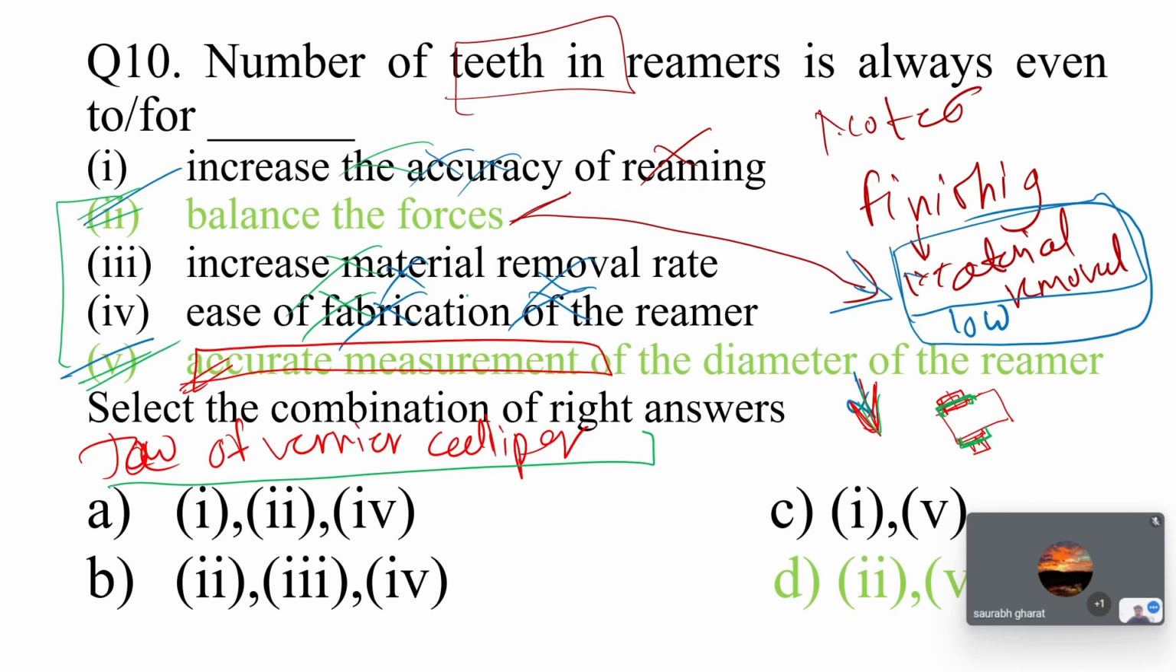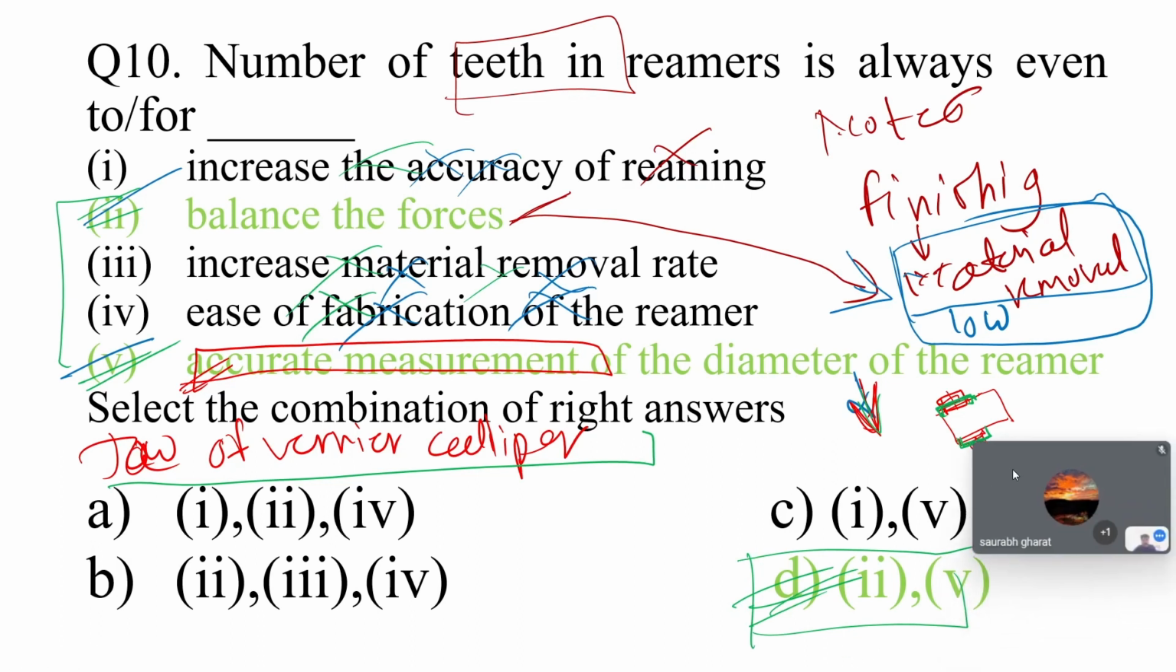Okay, so this is the only correct answer. Ease of fabrication is not here, and removal increase is not here because it is already one. Accuracy is again not among the concepts. So what is your correct answer? 2 and 5. So D is the only correct option. You can see here D is your correct option. It is actually 2 and 5 that it is showing here. So this is the correct answer.